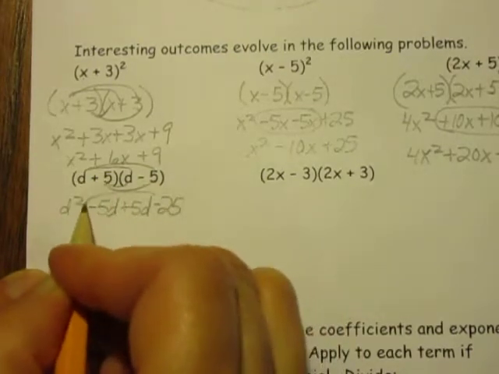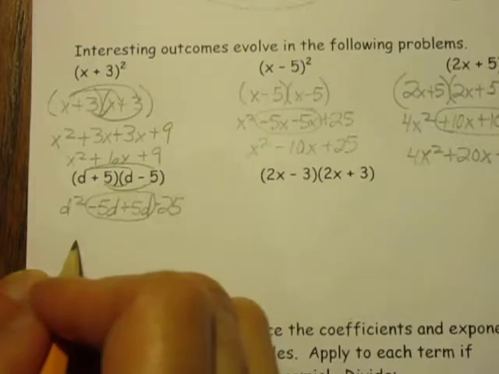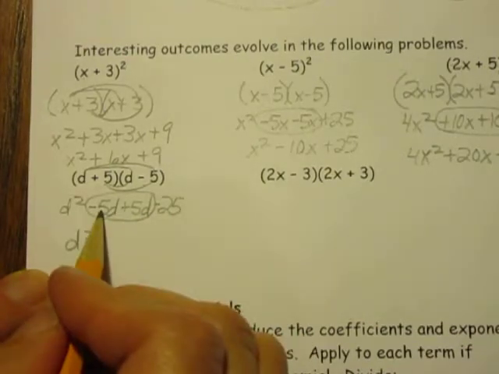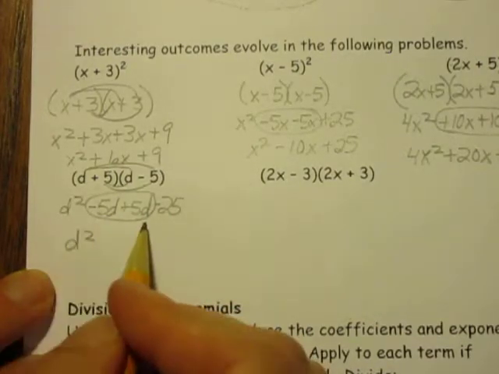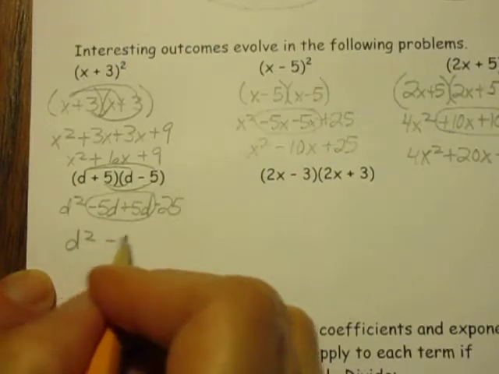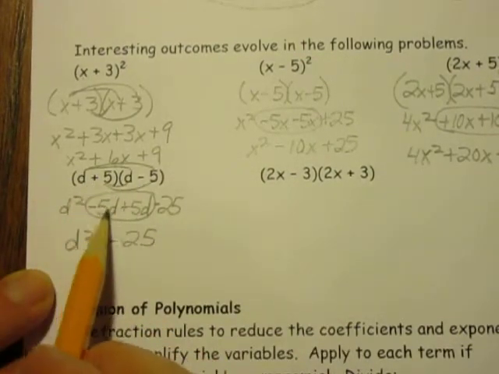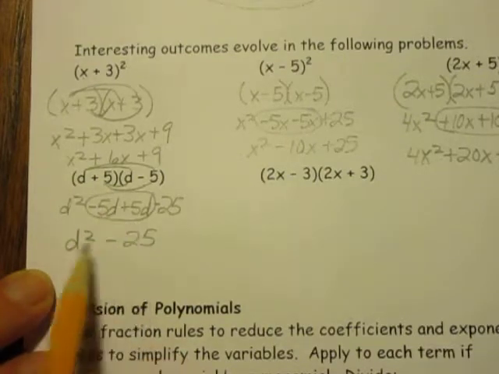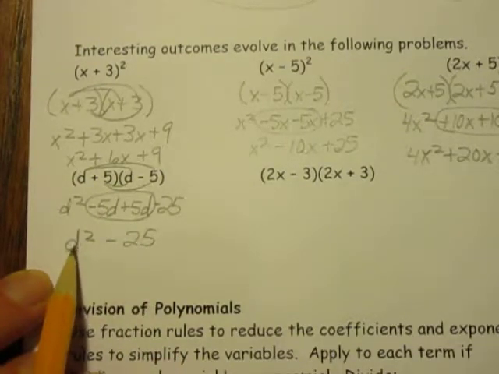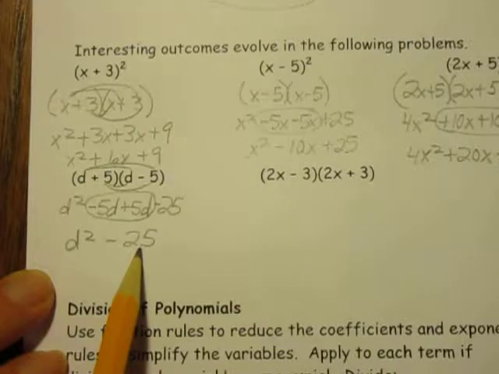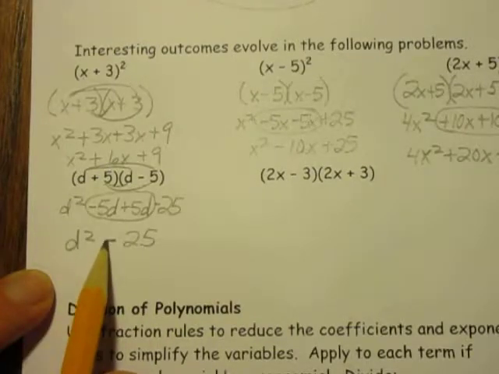My middle terms collect, and goodness, what is this all about? Negative 5 and positive 5, they cancel each other out. So I'm just left with my last term. So when I have different signs here, the middle terms are going to cancel each other out. And we call that the difference of two squares. This is a perfect square, this is a perfect square, and we're subtracting them.